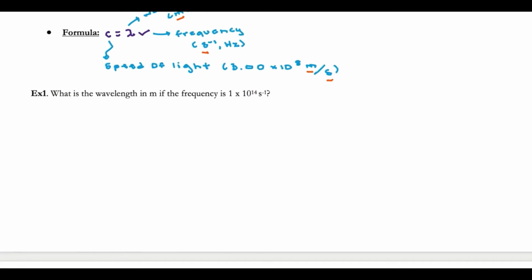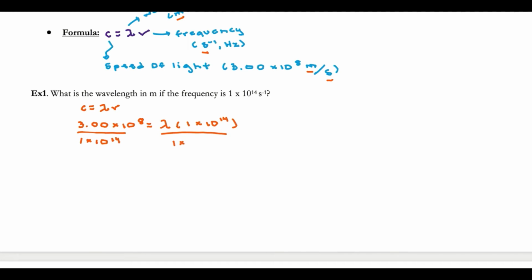Example 1: what is the wavelength in meters if the frequency is 1 times 10 to the 14th? So I'm going to write out my formula. My speed of light I can plug in, it's the same always, 3.00 times 10 to the 8th. It's asking for my wavelength, so I'm going to put lambda times my frequency, which is 1 times 10 to the 14th. This is where it's important for you to make sure that you're paying attention. I need to solve for lambda, so I'm going to divide both sides by 1 times 10 to the 14th.